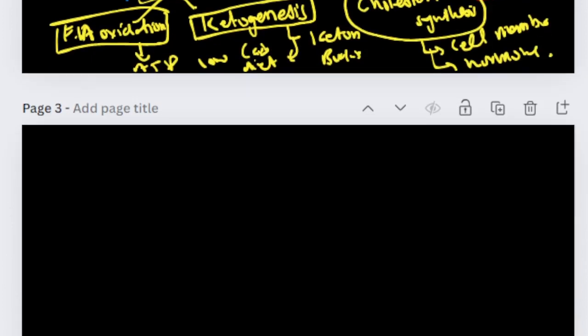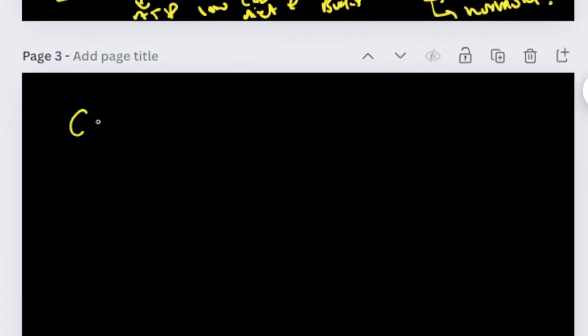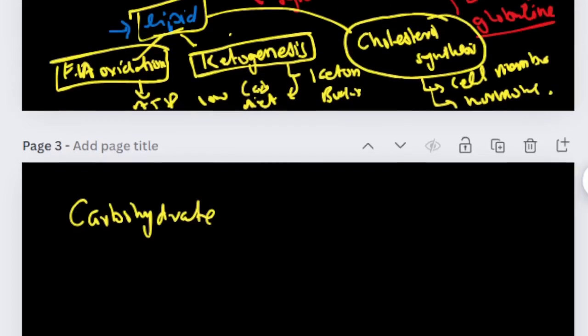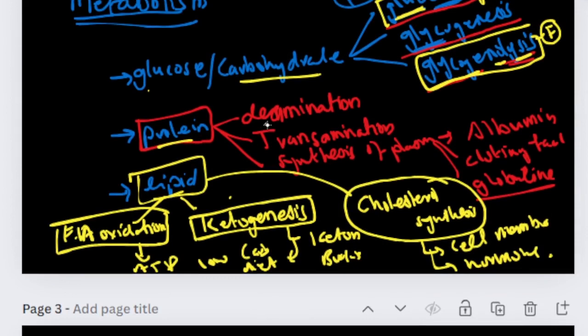Now we will explain carbohydrate. In carbohydrate we have explained three things. In the protein there is deamination, transamination, and synthesis of plasma protein. You have to remember this. In the lipid there is fatty acid oxidation, ketogenesis, and cholesterol synthesis.